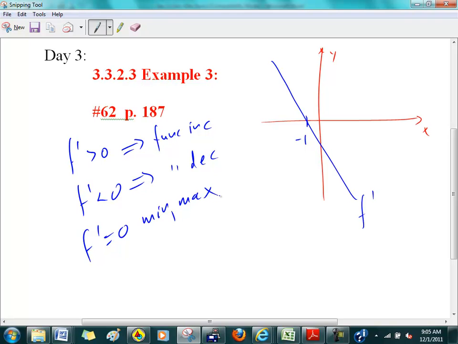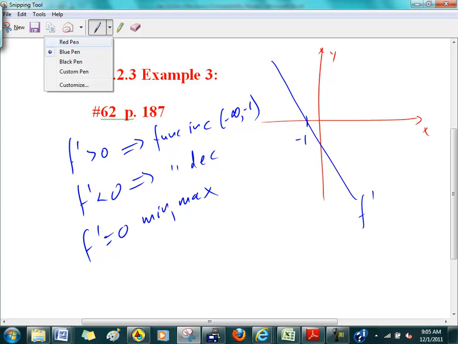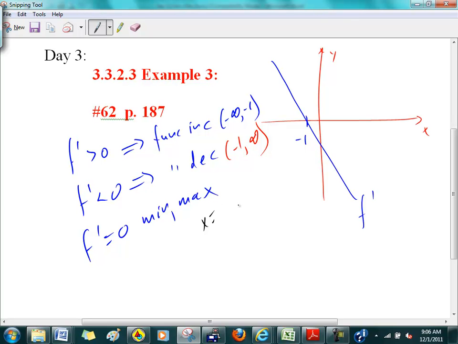Negative infinity to negative 1. Is everybody okay on that? Okay. Where is the function decreasing? Negative 1 comma infinity. Is everybody there? Okay. Where is the function min or a max? X equals negative 1. I have no clue about what the y value is because I don't know what f is. All I know is f prime.